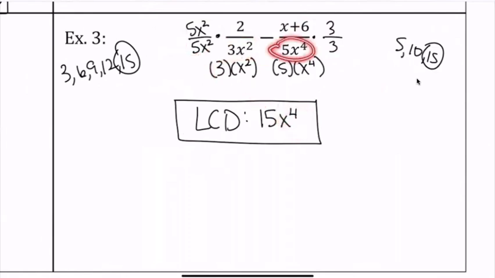And then for this guy over here, I have 5x to the 4th. I already have the x to the 4th. I want a 15. I have a 5. 5 times 3 is 15, so I just multiply by 3 over 3.